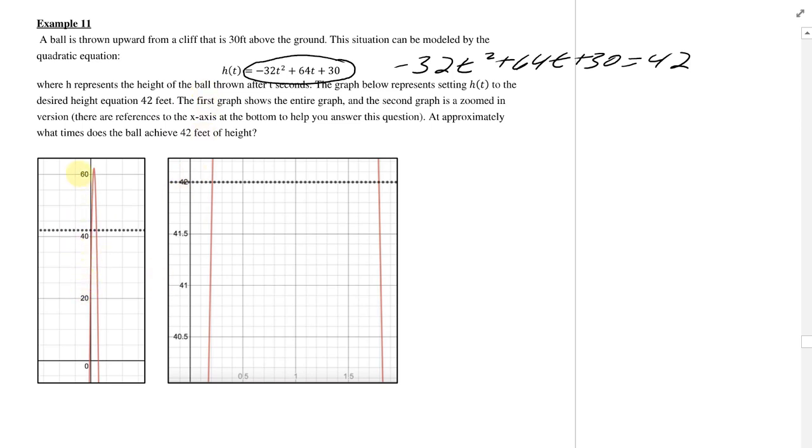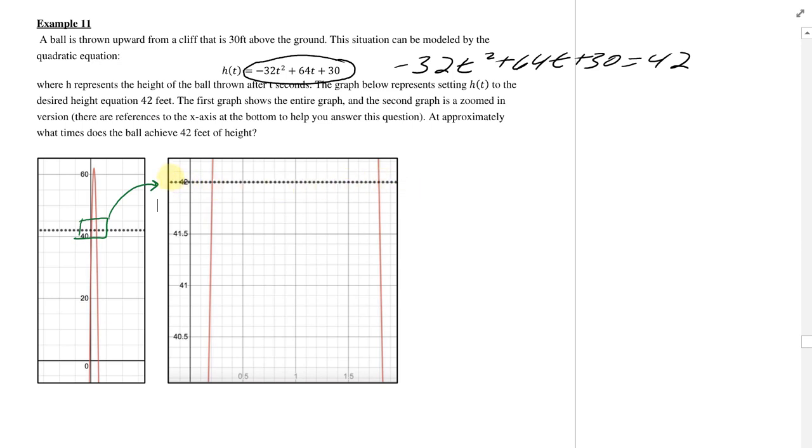But you can see this red graph here. This is still a parabola, right? It's just super, super tall. And then this dotted line represents my 42 feet. So now what I want to do is blow this little section up. So I'm going to go in here and go in wide, and that's what this piece is here. So I've totally blown this up as much as possible.